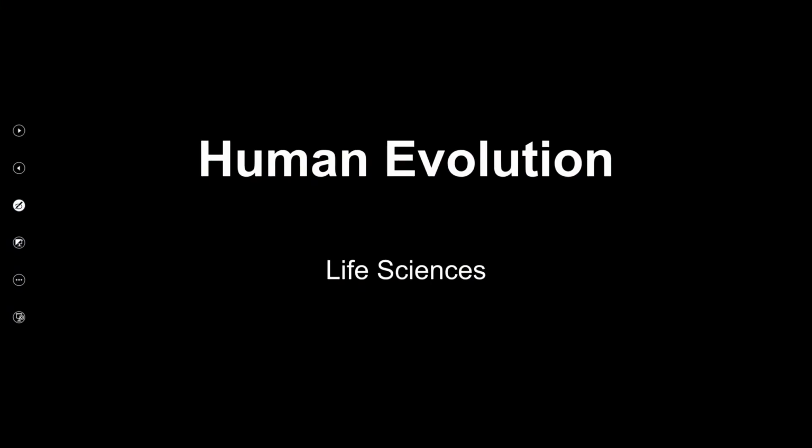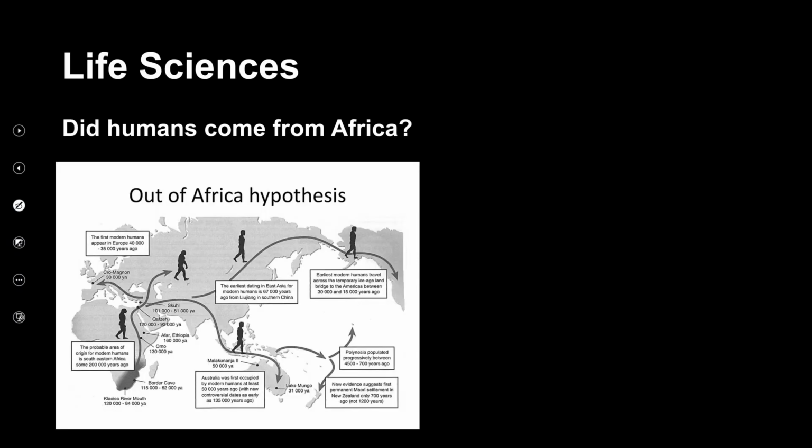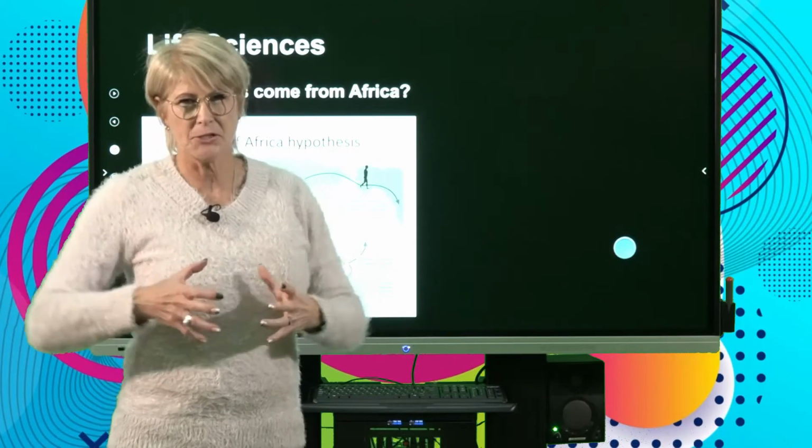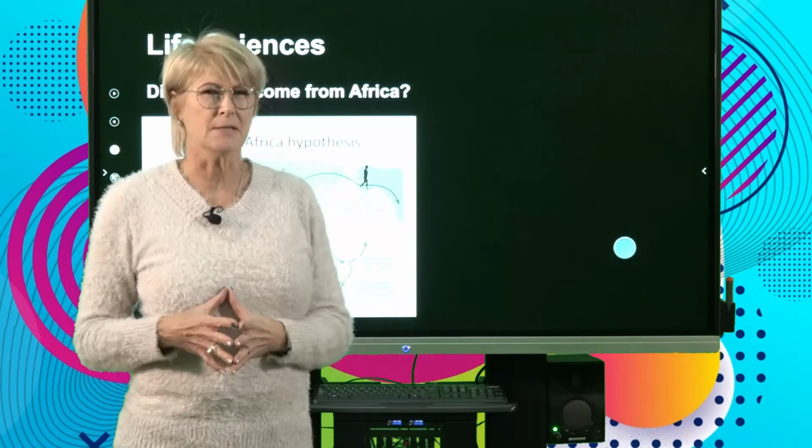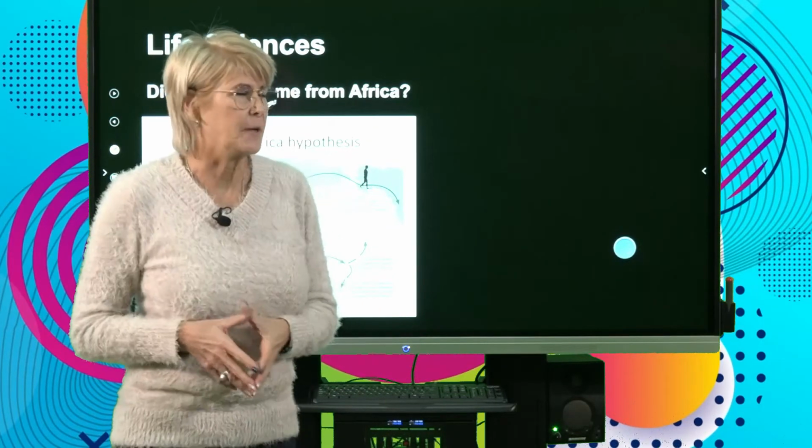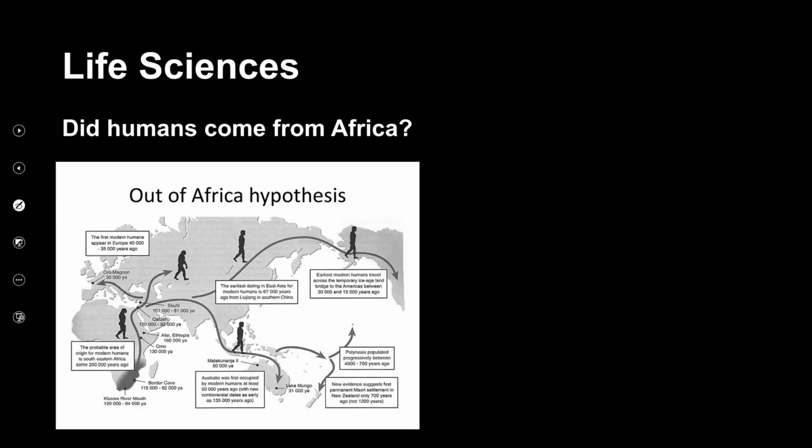Today's lesson is on human evolution, and we're going to unpack the topic. One burning question for a lot of people is, did humans come out of Africa? Looking at the board, we can see a map with the Out of Africa hypothesis, where they believe that humans evolved or came from Africa. We're going to look at how the evolution took place and then where we went to.